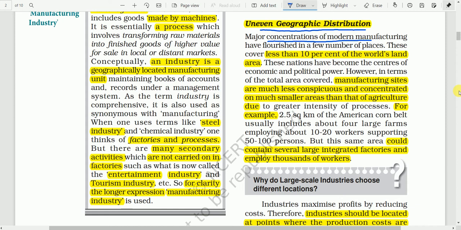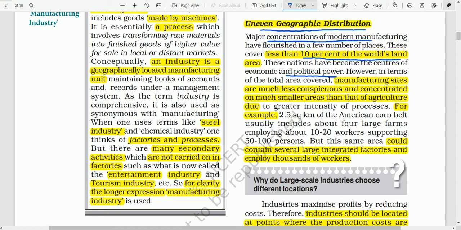These industries cover less than 10% of the world's land area. Industrial clusters, industrial belts cover less than 10% of the world land area. And these countries have become the centers of economic and political power. That means the countries having concentration of many industries have become the centers of economic and political power.